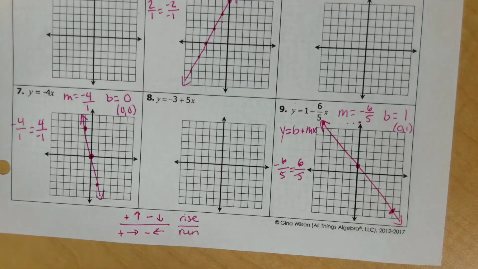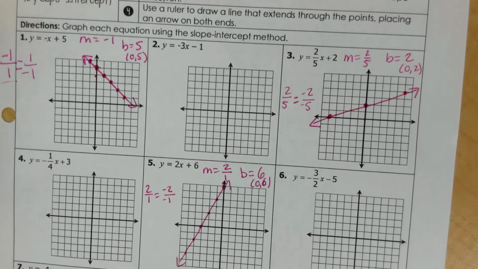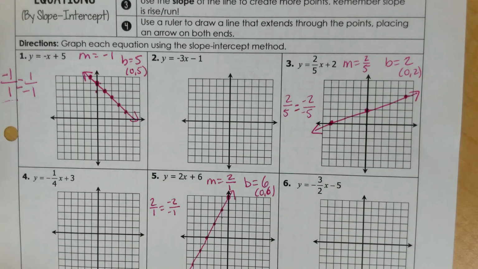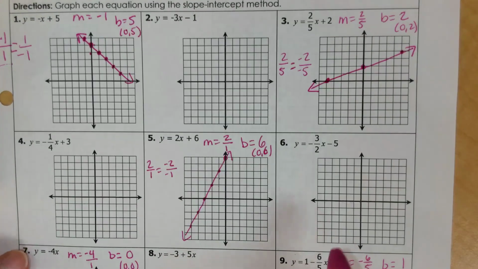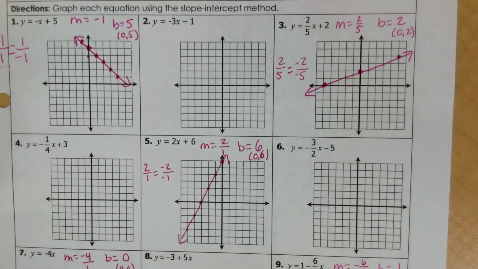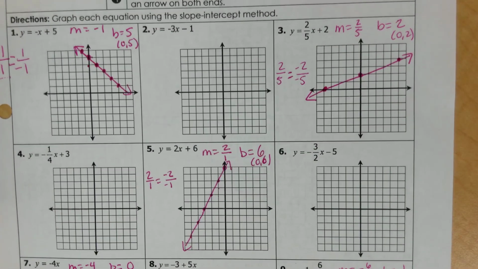Okay, and so that's just the basics for graphing a linear function using slope-intercept form. And again, if you have questions, you've got these 4 examples that you can do on your own. Let me know if you have questions, and I'll be happy to answer them. Just let me know.